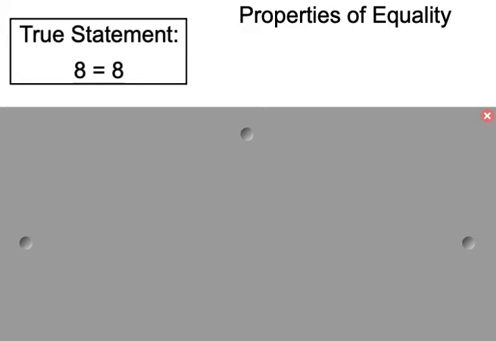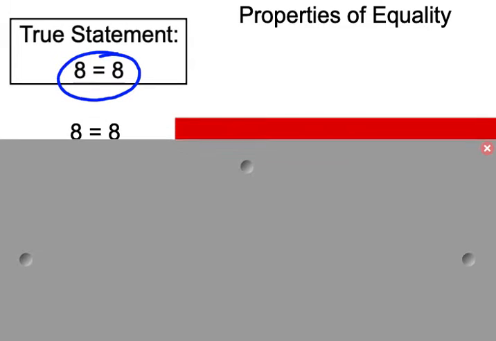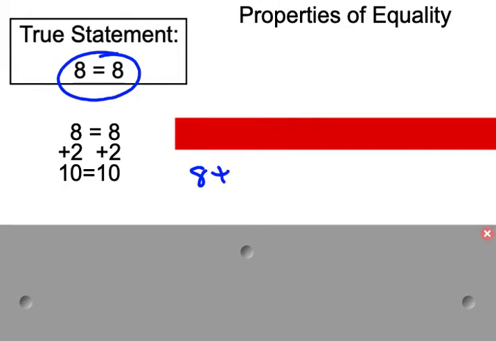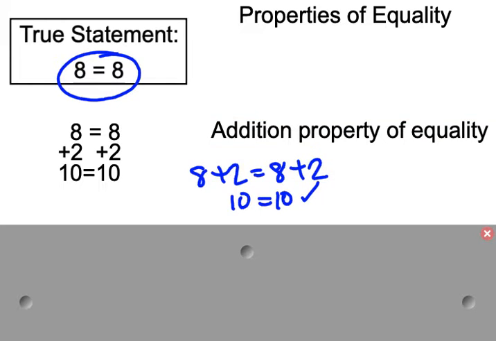So consider this true statement. 8 equals 8. If I decide to go ahead and add 2 to both sides, I will get 10 equals 10. So 8 plus 2 equals 8 plus 2. You get 10 equals 10. And that is also true. So when you add the same thing to both sides of an equation, if it was true before, it's true after. That's actually called the addition property of equality. Addition, because that's what I'm doing. And it is a property. A property is something that tends to hold for all situations of equality. It's the property of the equal sign.